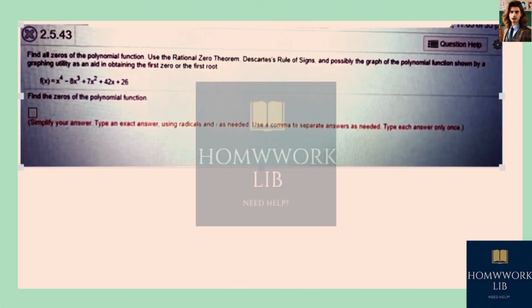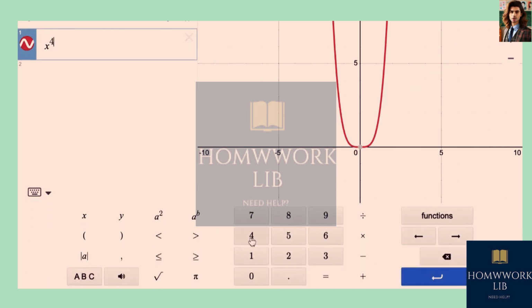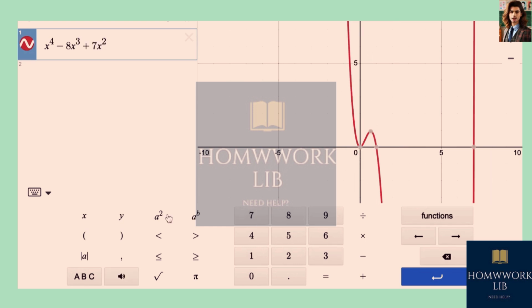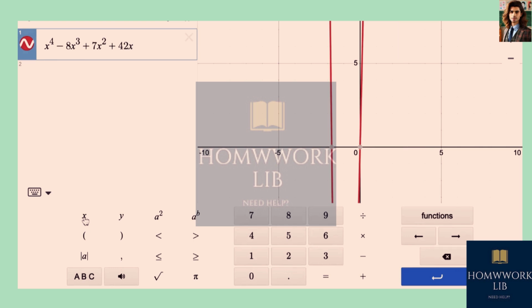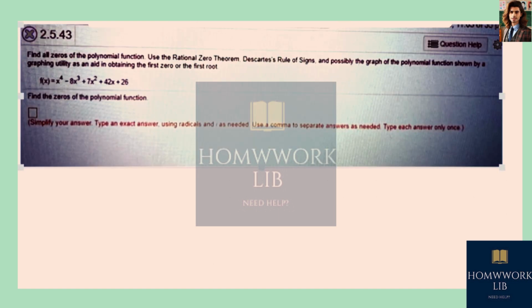All right, if we want to find all the zeros, I'm going to start with the graph. And so we want to graph x to the fourth minus 8x cubed plus 7x squared plus 42x plus 26. We can see that there's a 0 at -1, and it touches and turns around, which means it's multiplicity 2. We account for it twice. So we know that one of the zeros is -1.